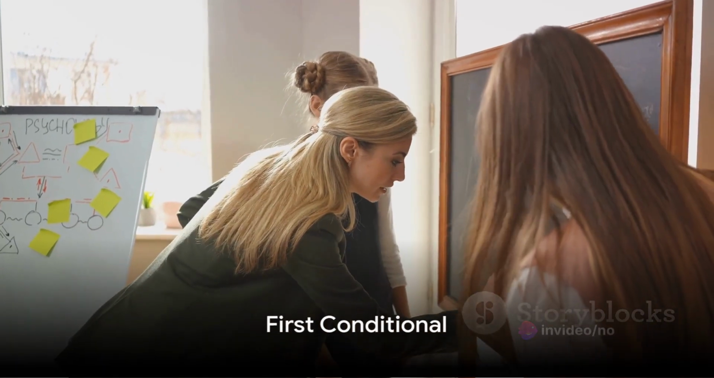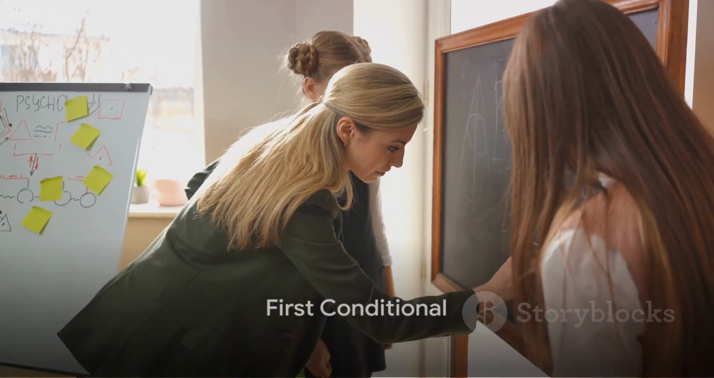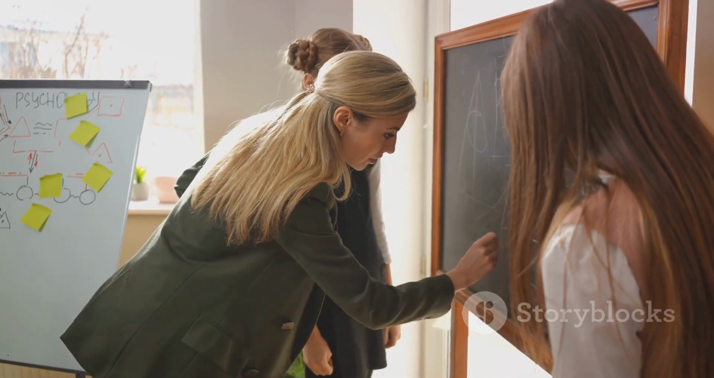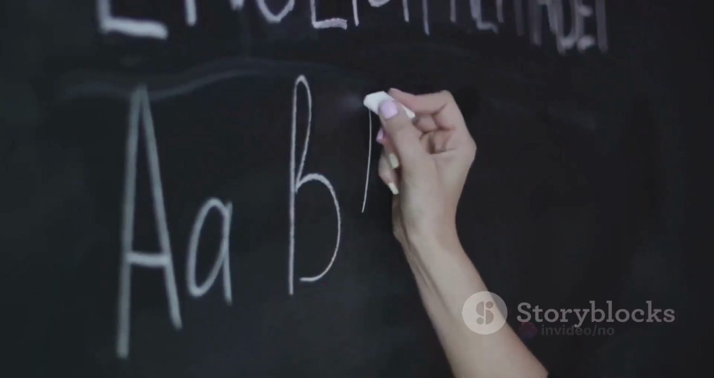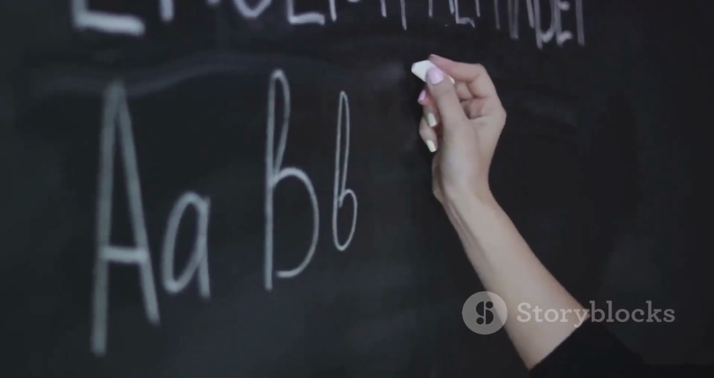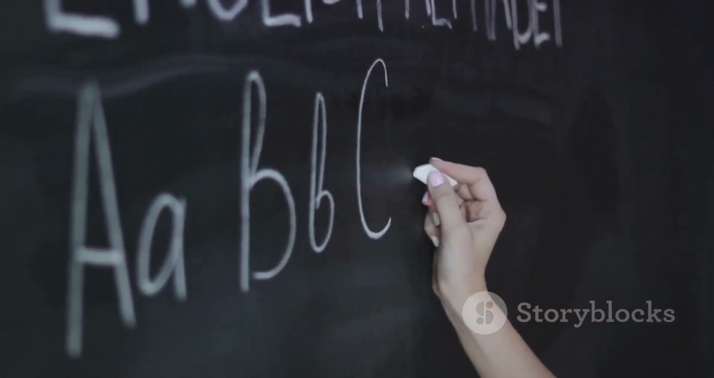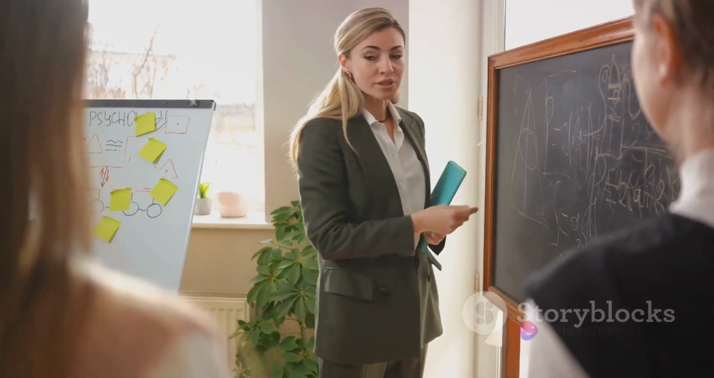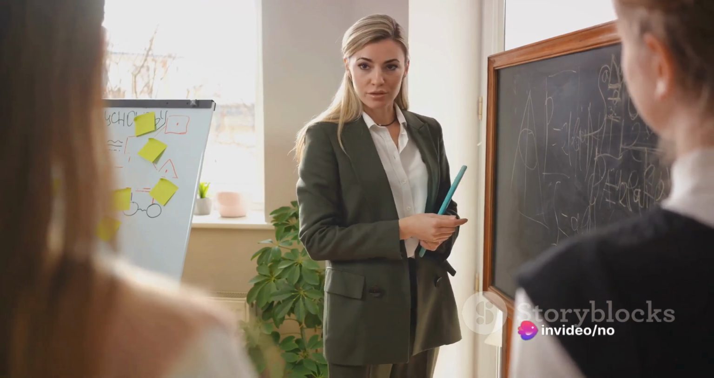What if you had a magic crystal ball that could predict the future? Well, while we don't have a crystal ball, we do have something almost as good. The first conditional in English grammar. The first conditional, also known as the real conditional, deals with real or possible situations that could occur in the future. It's like peering into that magic crystal ball and making predictions based on what you see.